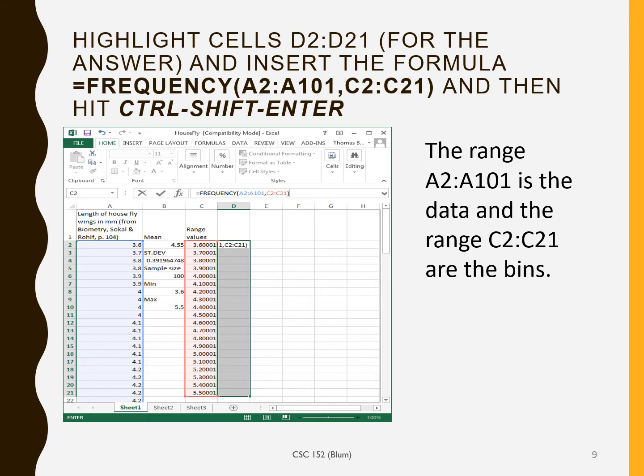next to the range values where the frequencies are going to occur, and then enter the formula: equal, the keyword formula name FREQUENCY, and then we are using the data, which was A2:A101, that's the data, comma, C2:C21, those are the bin values, and then close the parenthesis, and then Control Shift, and with Control and Shift still down, then hit Enter, and you have entered an array formula.